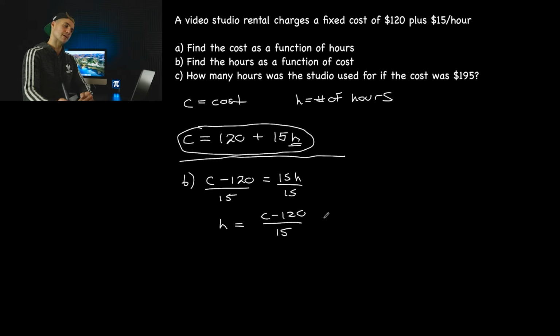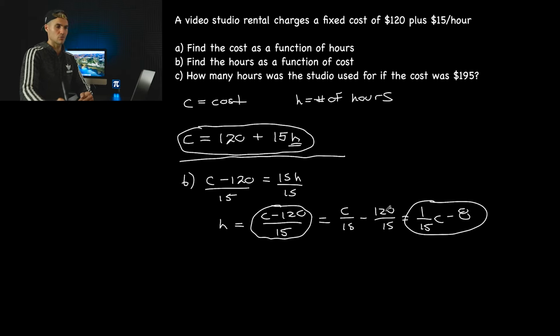over 15, like that. That's one format that it could be in. It could also be in the format where we split it up, like that. So we could have 1 over 15 C minus 8, right? 120 over 15 would give us 8. So H equals either this or that, right? There are different formats that you can see the function in. So that's basically A and B.